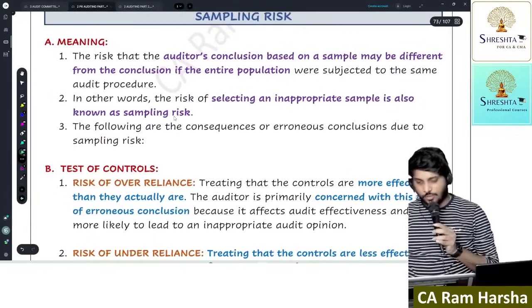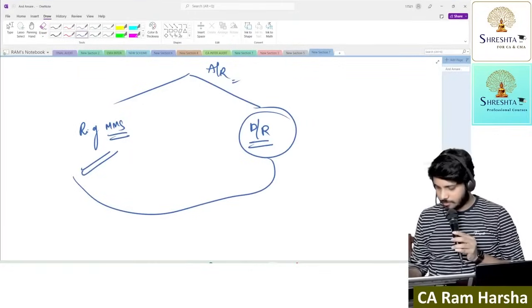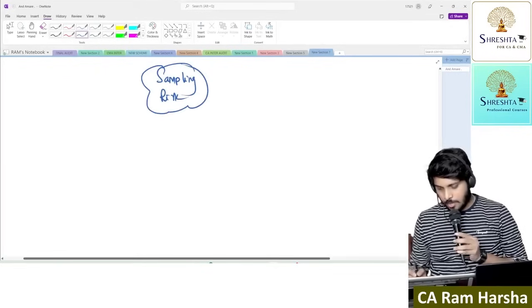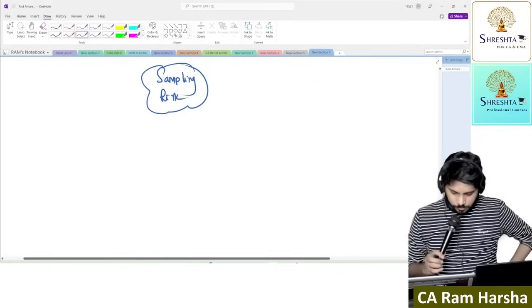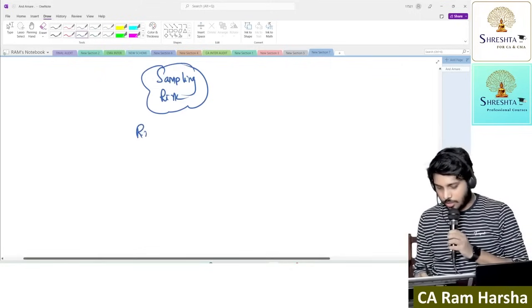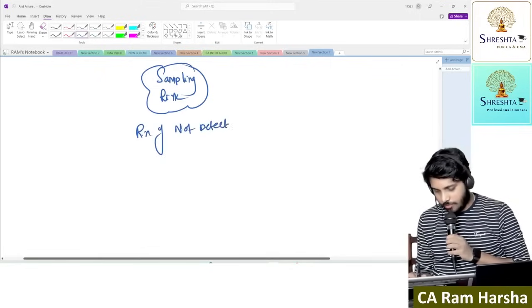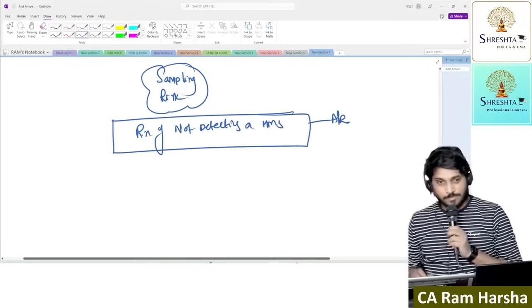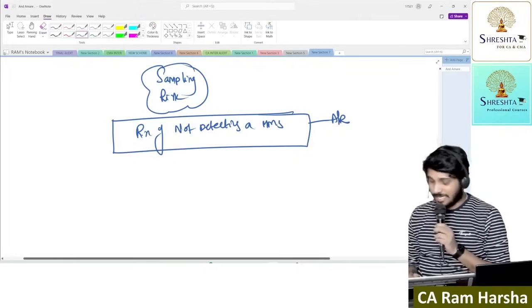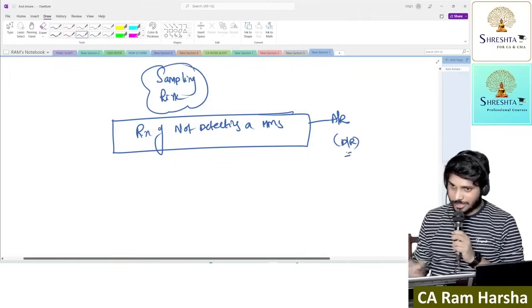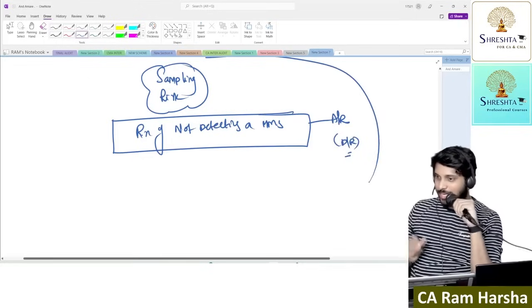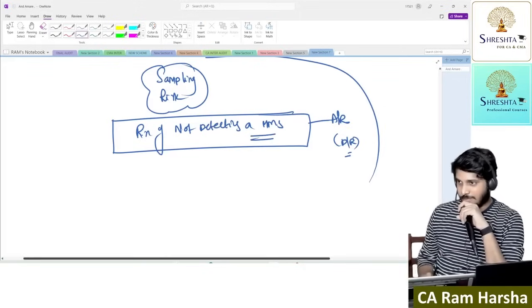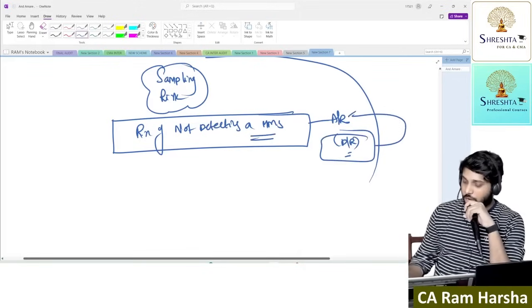Next, sampling risk. So what is sampling risk? Sampling risk means what? Risk of not detecting a material misstatement. This is audit risk actually. No, the risk of not detecting a material misstatement is in fact not audit risk, in fact it is detection risk. All these three are interrelated. Risk of not detecting a material misstatement is actually detection risk, because of which audit risk will increase.